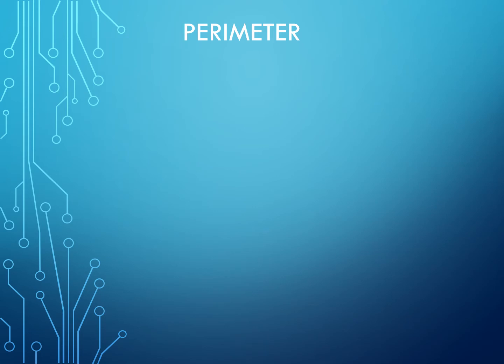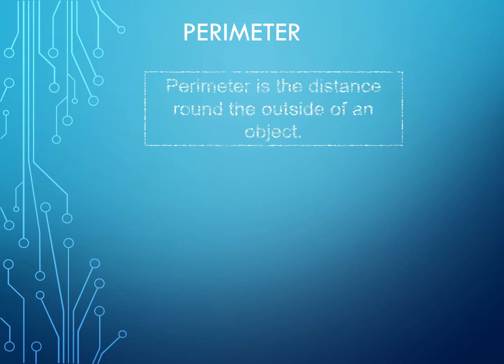So today we're looking at perimeter. And what is perimeter? Well, perimeter is just the distance around the outside of an object. It doesn't matter how that object looks, doesn't matter what kind of shape it's got, the perimeter is always just the distance around the outside of it.